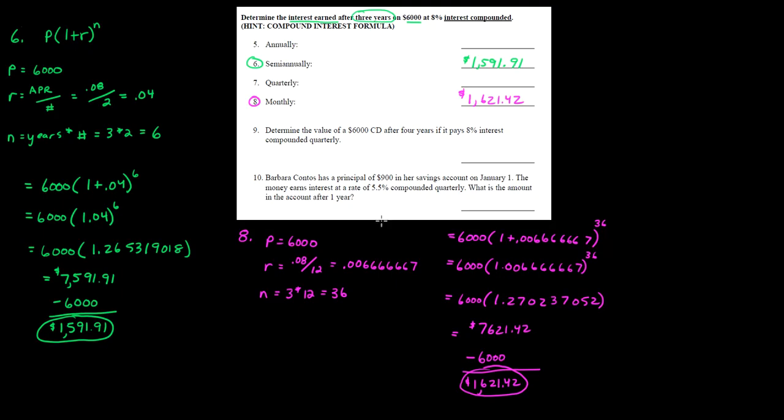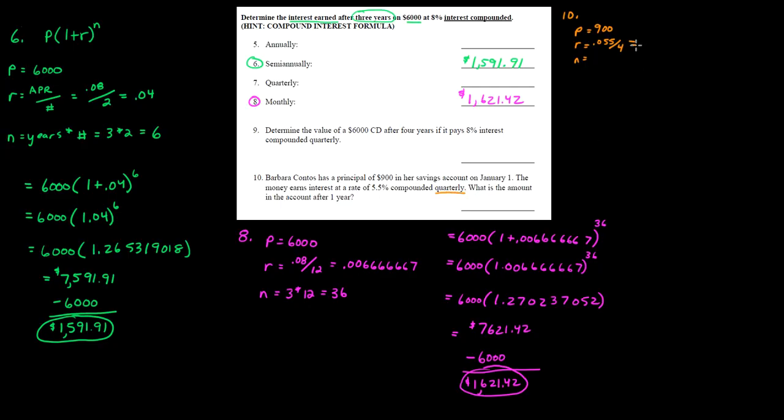Now, 9 and 10 are essentially the same thing. They're just separate problems instead of all using the same information. So I suppose we could do number 10. And for number 10, again, we need our P, we need our R, and we need our N. For number 10, my principal is $900. My R is going to be 5.5%, 0.055 divided by 4 because it's quarterly.